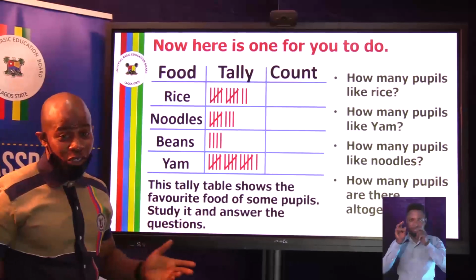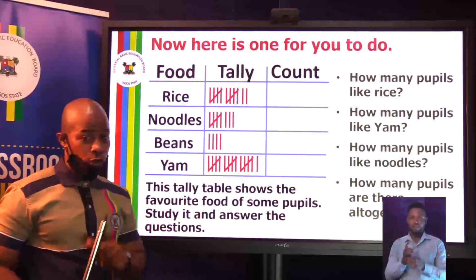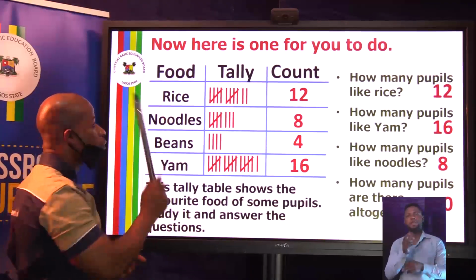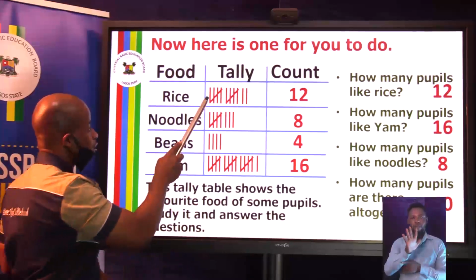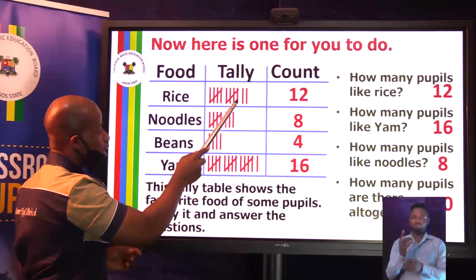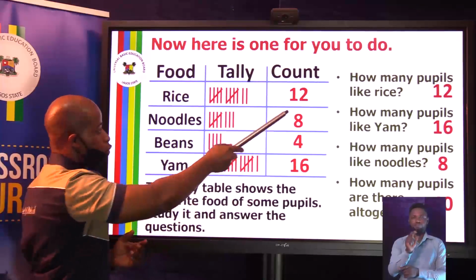Alrighty then, eyes on me. I believe that you are done by now. Let's now say the correction to this. Rice, how many pupils like rice? That's 5, 10. Don't forget we count in fives. 5, 10, and an extra 2, making 12.